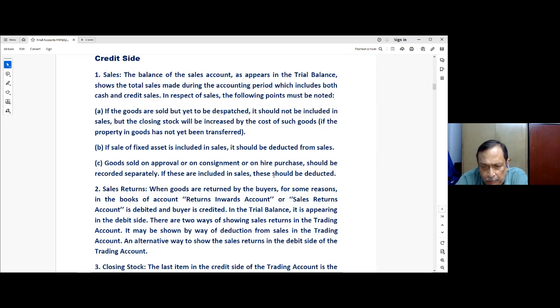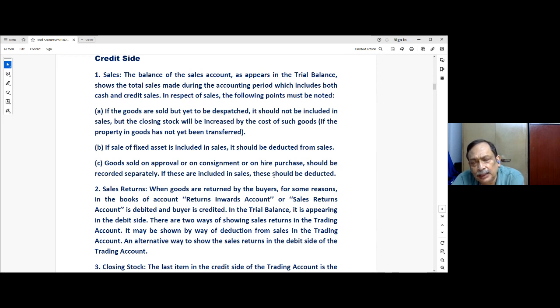Now we are discussing the credit items that will appear on the credit side of the trading account. Number one, sales. The balance of the sales account, as it appears in the trial balance, shows the total sales made during the accounting period, which includes both cash and credit sales.